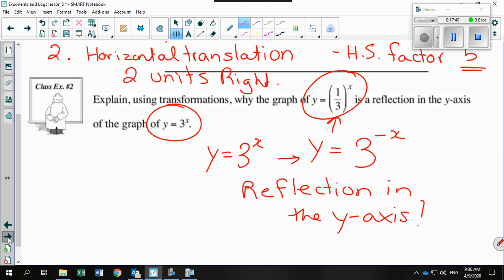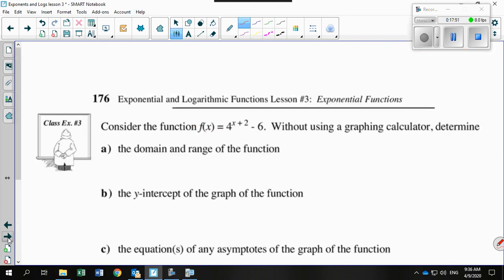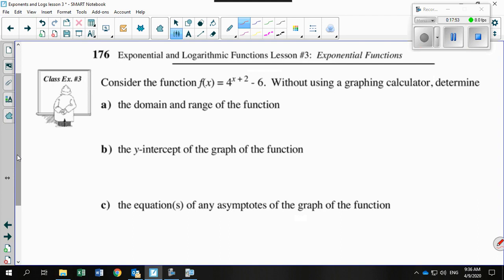Okay, this last one, again, we can talk about the domain and range. If you were writing the diploma, you would 100% see this as a question on the diploma, talking about the characteristics of an exponential function, and it wants you to do it without a graphing calculator. So when talking about the domain and range, I want to think about what's going to affect the domain. Right now, my domain is all real numbers. Is that going to change? Absolutely not. Me moving it 2 units to the left doesn't change it. So my domain is still all real numbers.